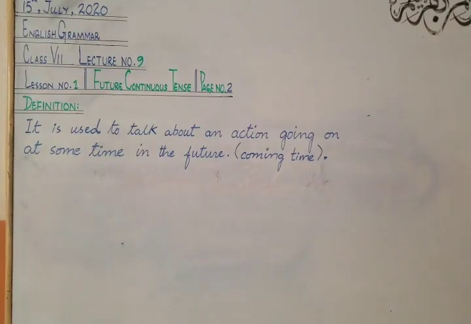On board we have the definition of future continuous tense, and it says it is used to talk about an action going on at some time in the future. I repeat, it is used to talk about an action going on at some time in the future.